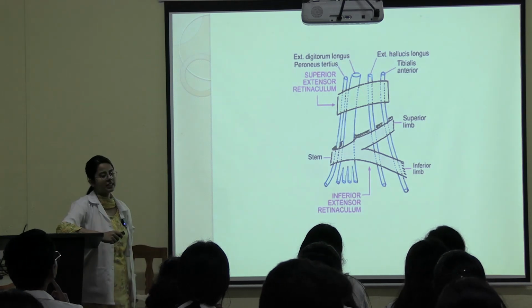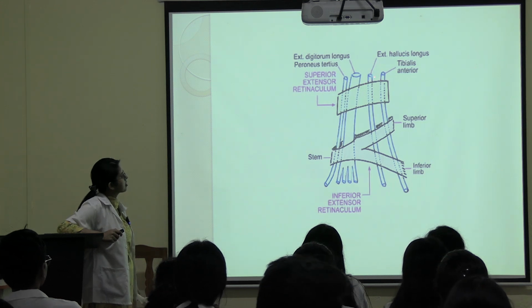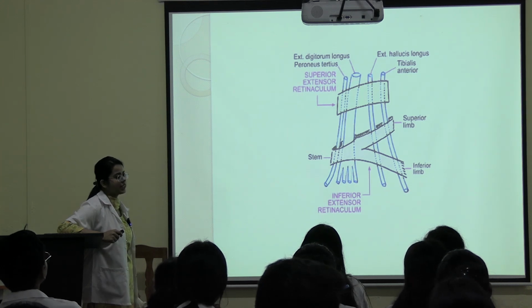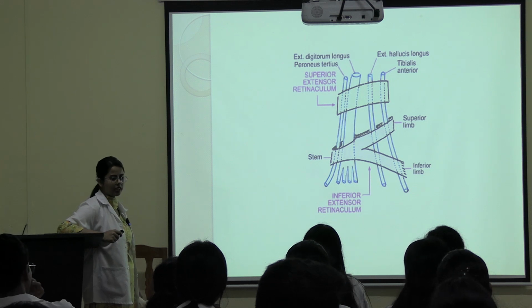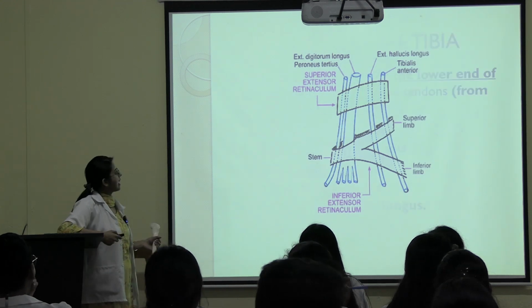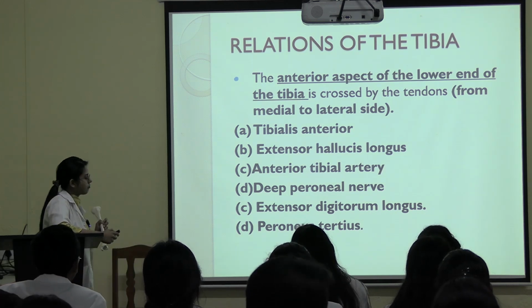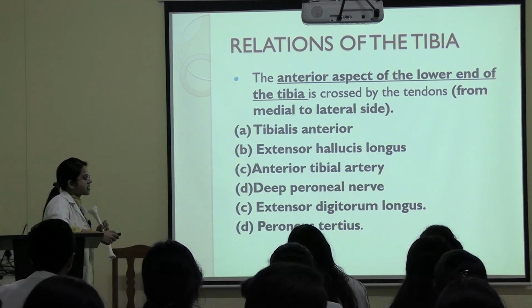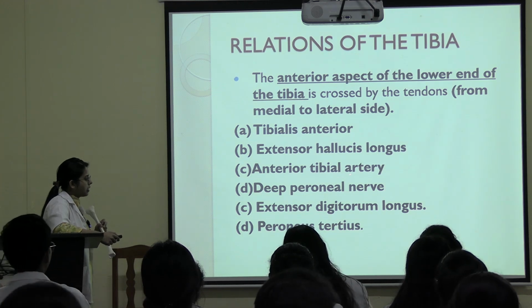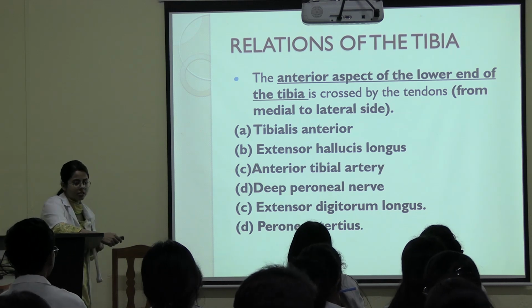See, from medial to lateral, tibialis anterior, extensor hallucis longus, extensor digitorum longus. Between extensor hallucis longus and extensor digitorum longus, it will have anterior tibial artery and deep peroneal nerve. Then lastly peroneus tertius. So these are the anterior relations of tibia, anteriorly in the lower end: tibialis anterior, extensor hallucis longus, anterior tibial artery, deep peroneal nerve, extensor digitorum longus and peroneus tertius.